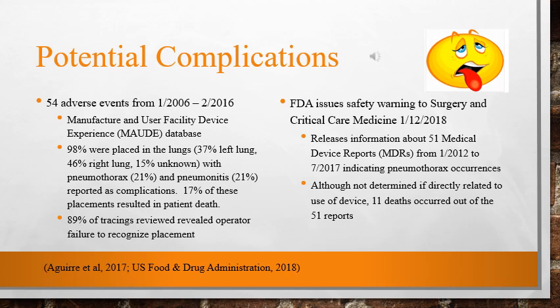Of these 54 events, 98% were still placed in the lung, 37% in the left lung, 40% in the right lung. So you can see there the right lung is usually the higher one, and 15% was unknown placement. Of these 98%, 21% ended up with pneumothoraxes, and 21% ended up with pneumonitis as reported complications. Of these 98%, 17% of these placements resulted in the patient's death.